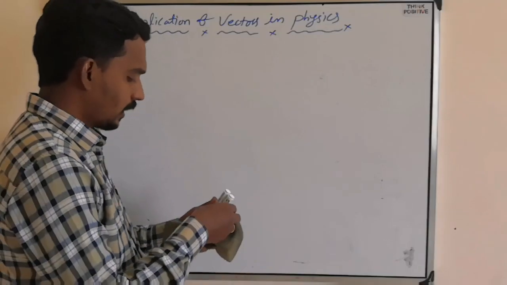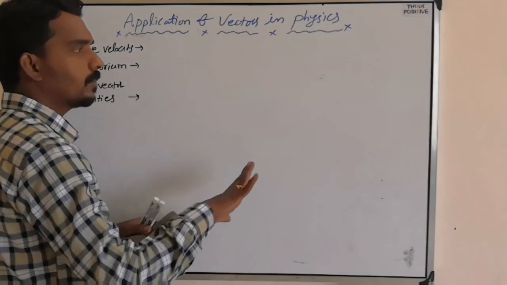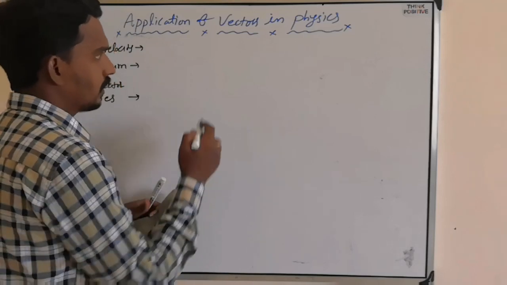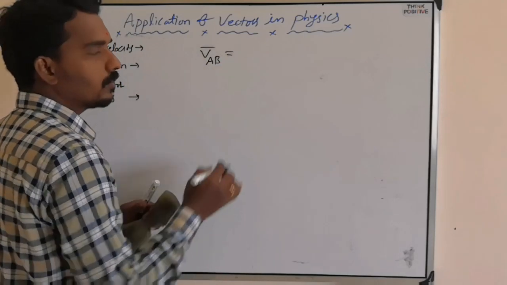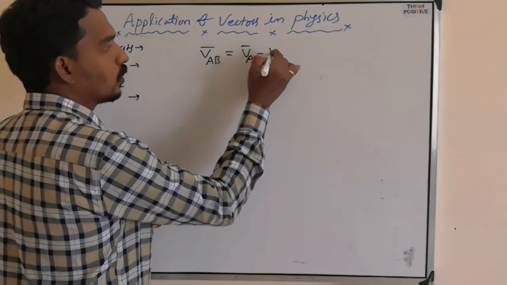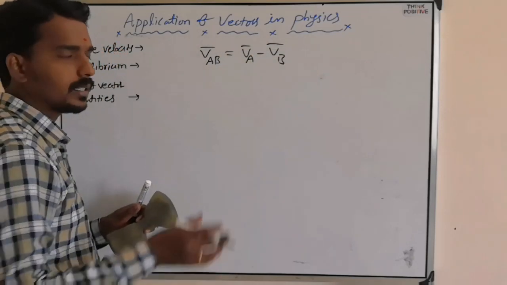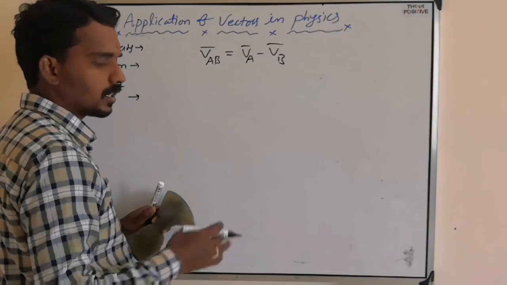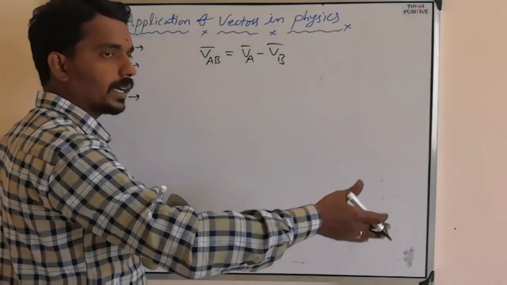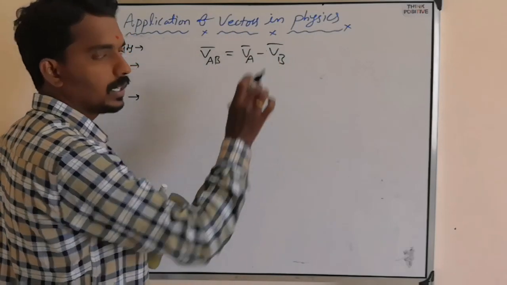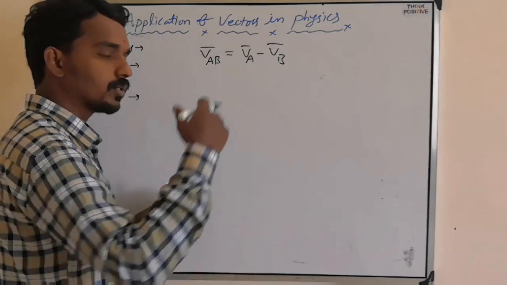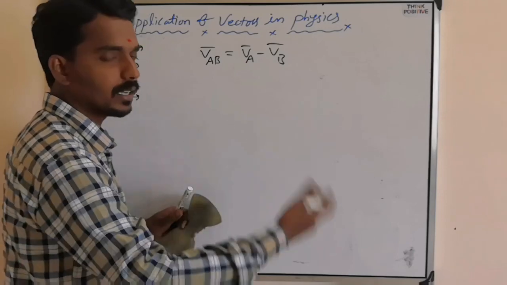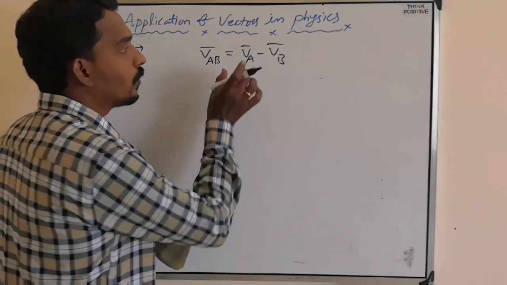First thing, relative velocity in one dimension or two dimension. Relative velocity means the velocity of one particle with respect to another one. Then the generalized formula is, suppose A with respect to B, you have to subtract B. Suppose B with respect to A, you have to subtract A: VB minus VA. But as vectors.